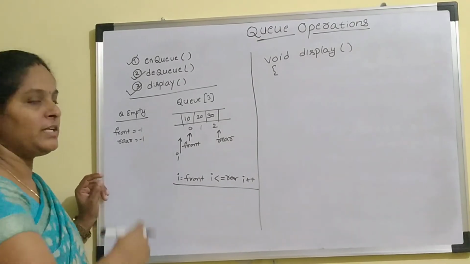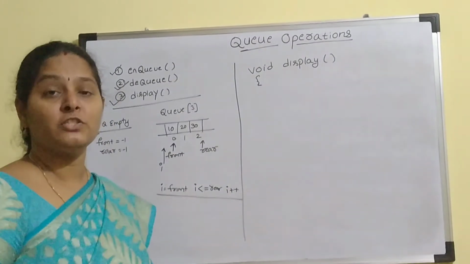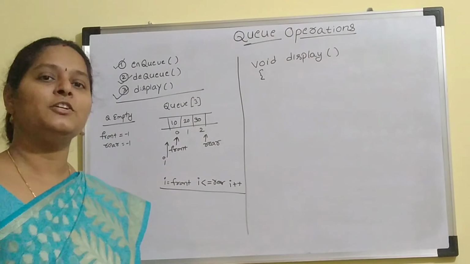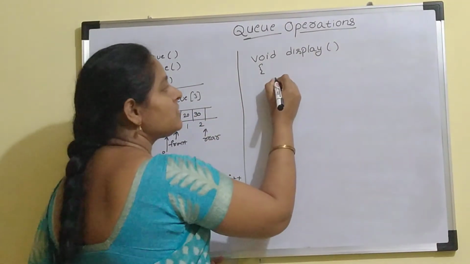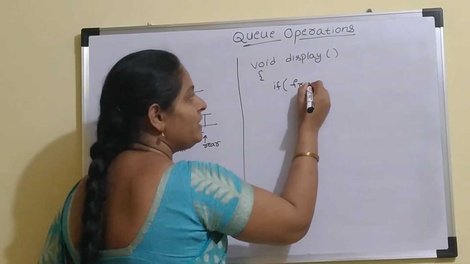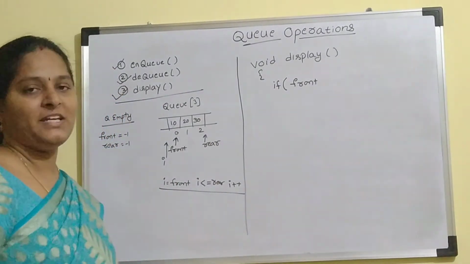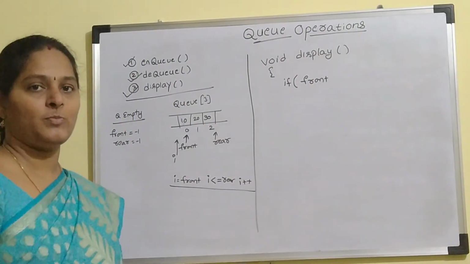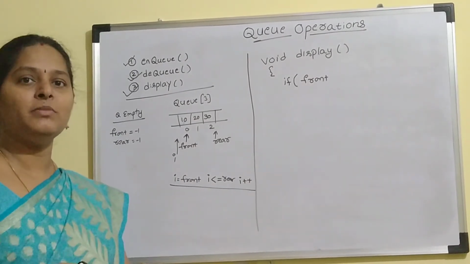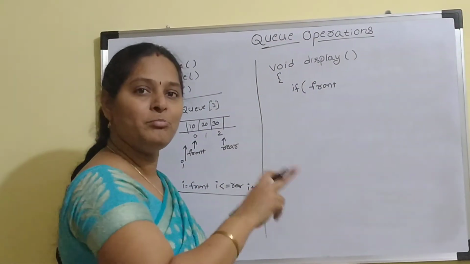Along with the code, I'll explain the example. So first, if you want to display the elements of the queue, first of all, the queue should contain some elements. If the queue is empty, then there is nothing to print. So that is the reason why, before performing the display operation, first check whether the queue is empty or not. If the queue is empty, we cannot display anything. If the queue contains one element, we can display it. If the queue is full, we can print it. Only if the queue is empty we cannot print it. So first check whether the queue is empty or not.